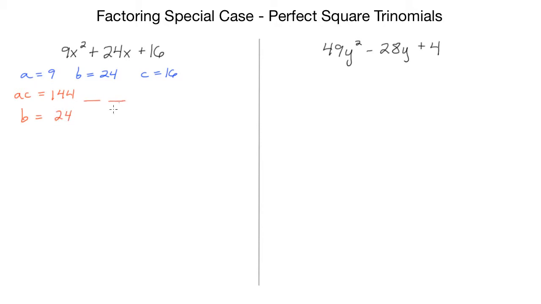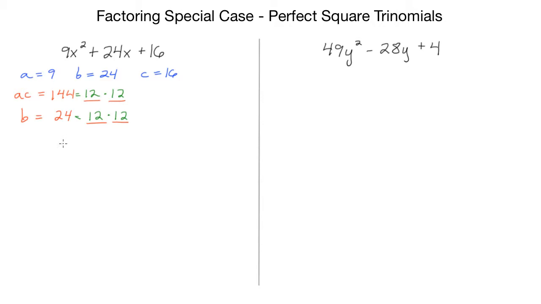So let's think about what these two numbers could be. Well, 12 times 12 multiplies to 144, and 12 plus 12 adds up to 24. So there we go. I've got my two numbers and they happen to be the same number. That's what makes this thing special. Let's rewrite this thing out now.